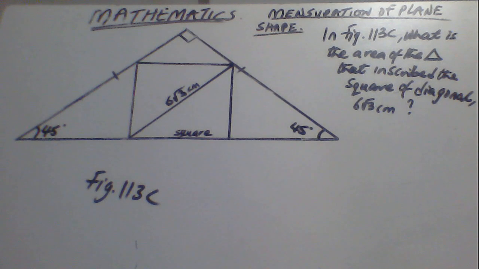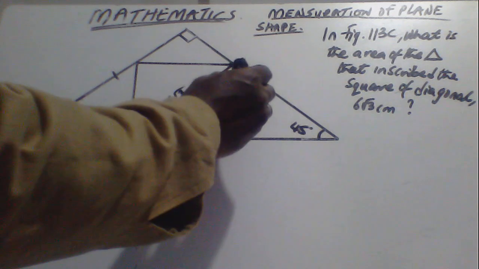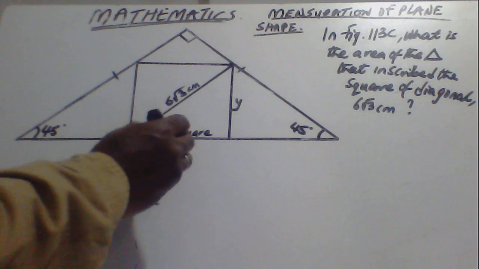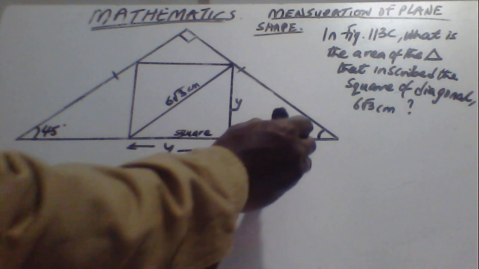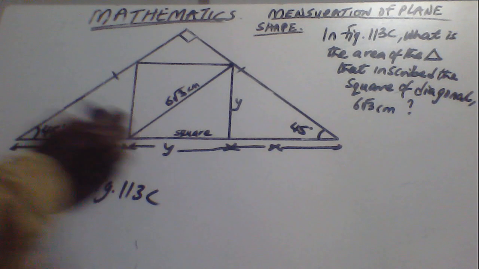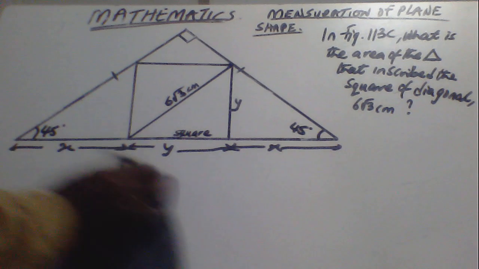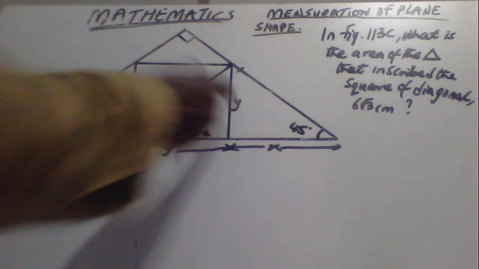Once we have already recognized it, the next thing is we can assign a value here. Let's say the side length of the square is y, which means here is also y, and let's say this length is x, which means this length is also x. So this is the first thing we have to do. The next thing is, since we have already given the side length of the square, we will use Pythagoras theorem to find the value of y.